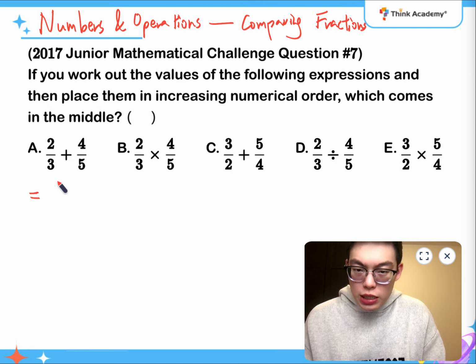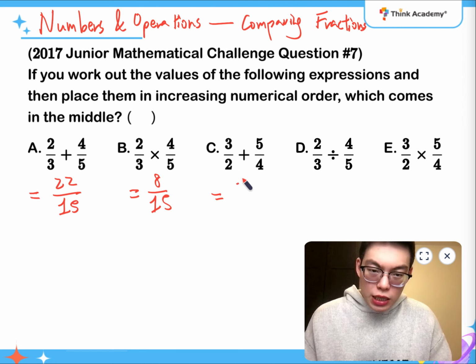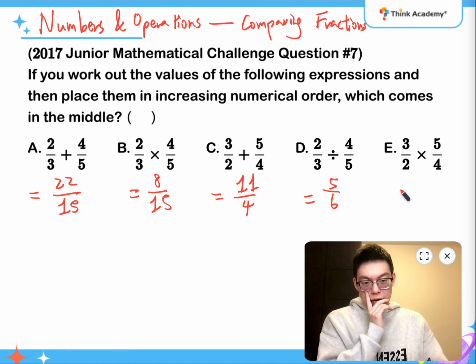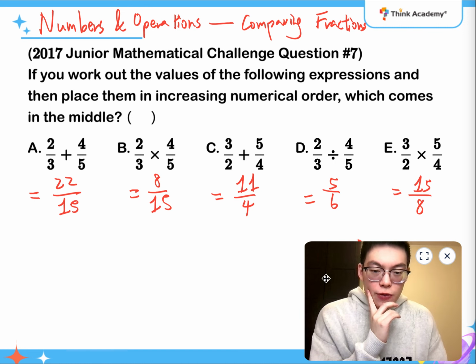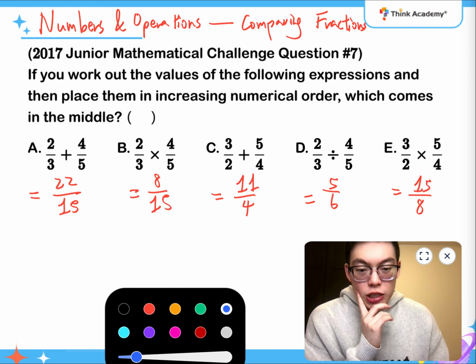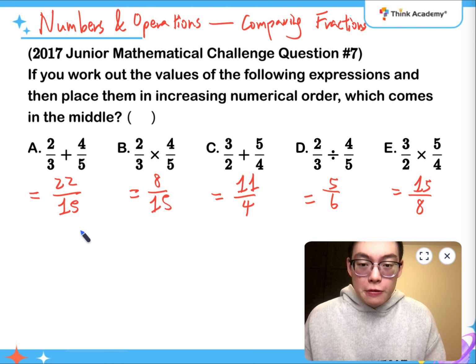The first one is going to be 22 over 15. The second one is going to be 8 over 15. The third one is going to be 11 over 4. The fourth one is going to be 5 over 6. And then the last one is 15 over 8. All right. And now if I look at these 5 numbers and I want to find the middle one, first of all, we can just try to estimate how big they are, right?